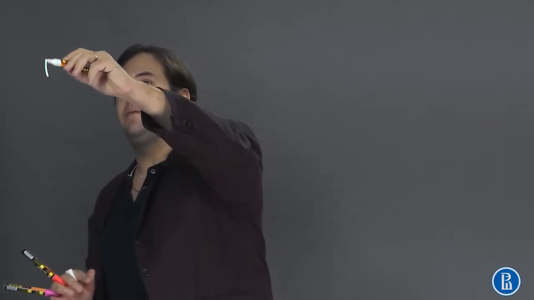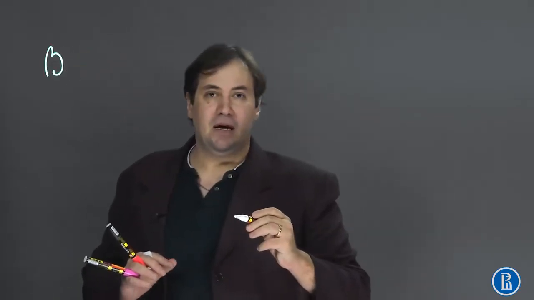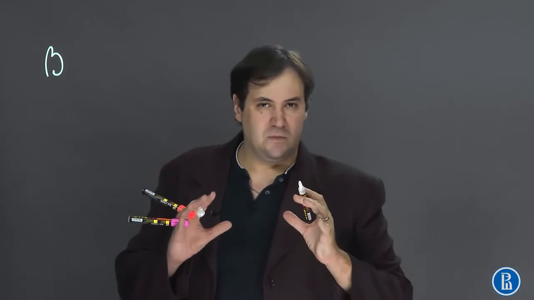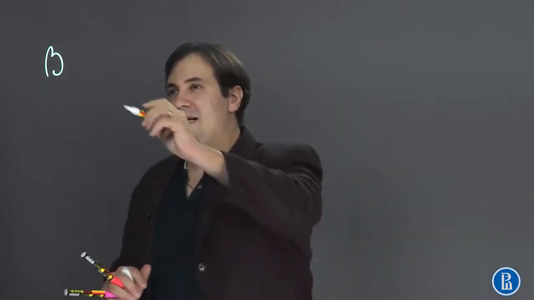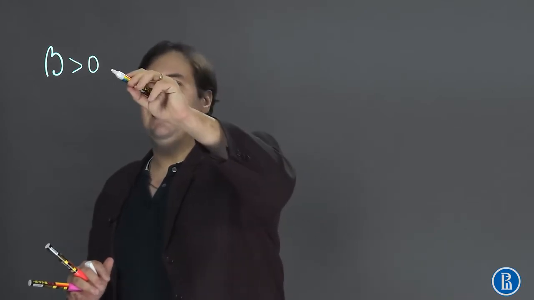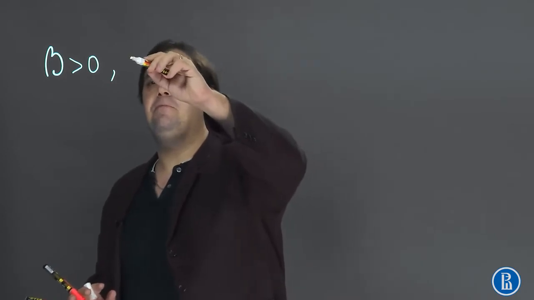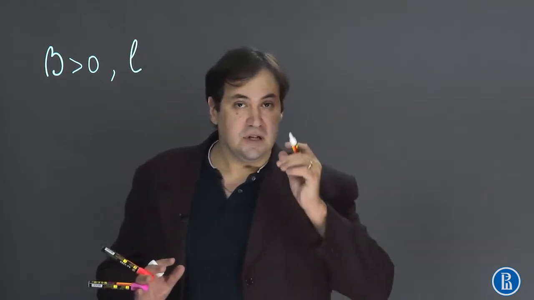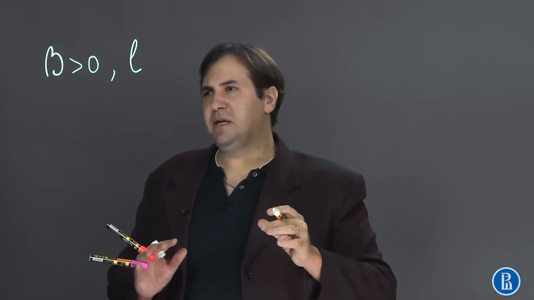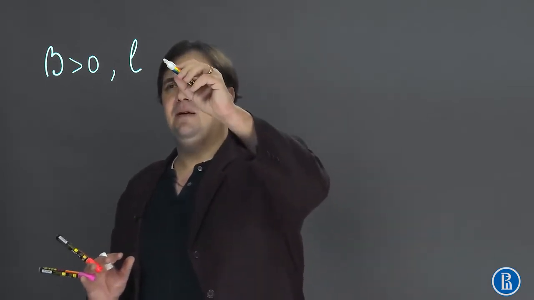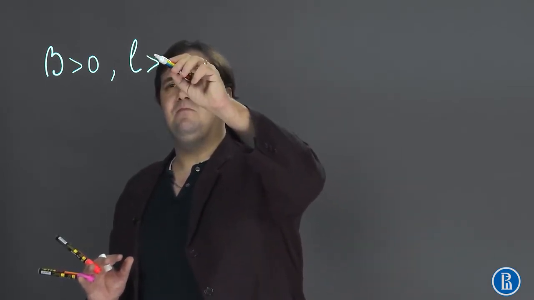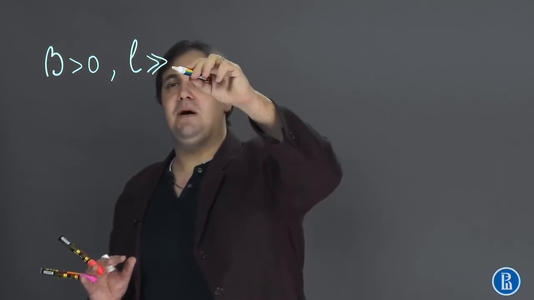So let's take a rather small positive number beta. We do not so far define what small means, just beta greater than 0, and an interval of length L, which is of course also positive, and it will be greater than beta. Let's suppose it's much greater than beta.